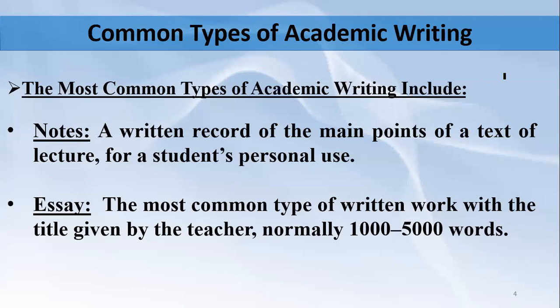Academic writing has certain types, like notes, essays, reports, progress reports, and research theses. There are so many types of academic writing, but the most common ones are mentioned here. The first one is notes. Notes are a written record of the main points of a text or lecture for a student's personal use.